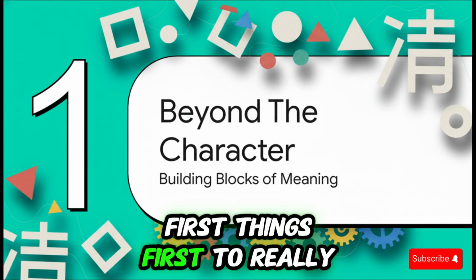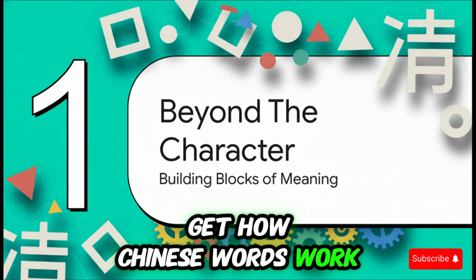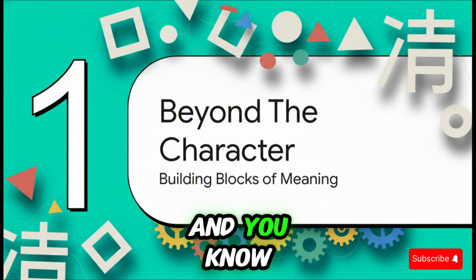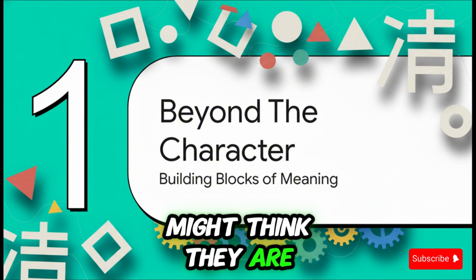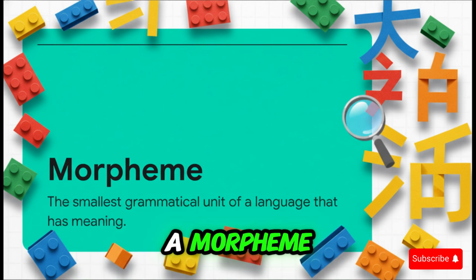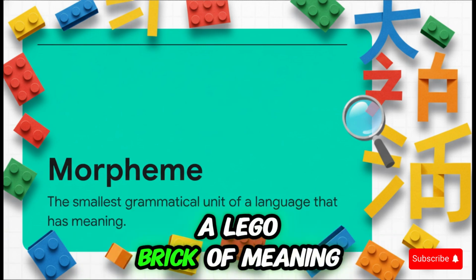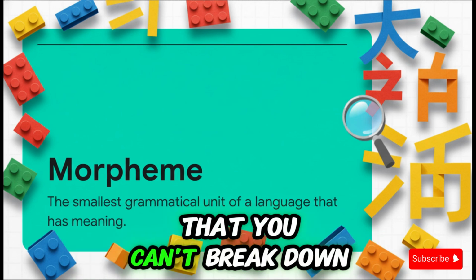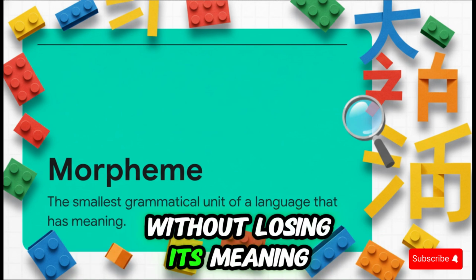Okay, first things first, to really get how Chinese words work, we have to start with their absolute most basic building blocks. And they're not always what you might think they are. The big important idea here is something called a morpheme. Just think of it like a Lego brick of meaning. It's the smallest possible piece of a language that you can't break down any further without losing its meaning.